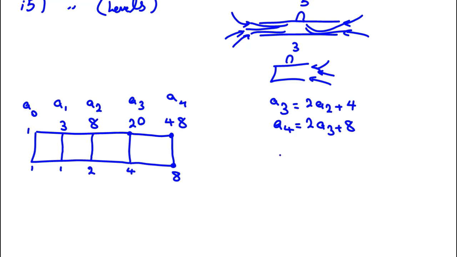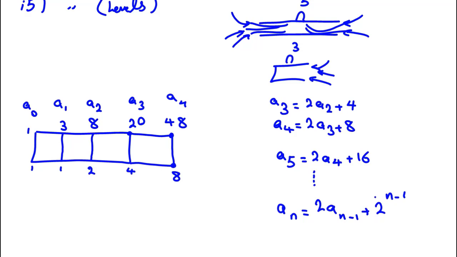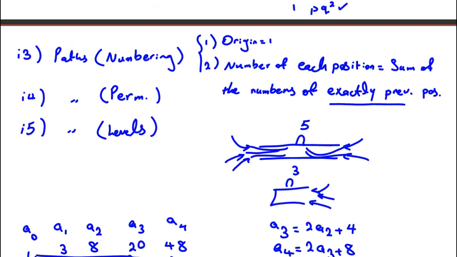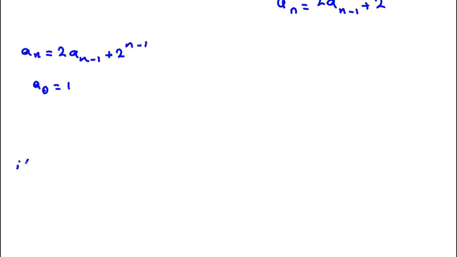And now here, for example, can you guess A5 is what? It's 2 times A4 similarly plus 16. And if you write, for example, like this, An is what? You can say 2A(n-1) plus 2. Here 5 is 2 to the 4, 2 to the n minus 1. Now for this case, An is 2A(n-1) plus 2 to the n minus 1. And A1 is what? A1 is 3. Or we can say A0 is 1. We want to find the closed form.